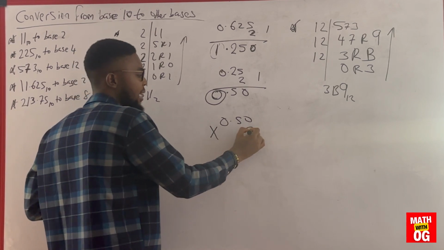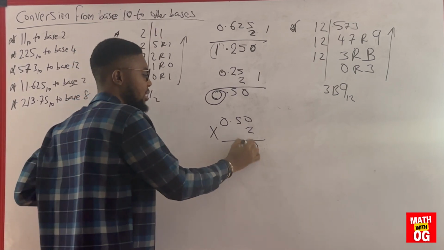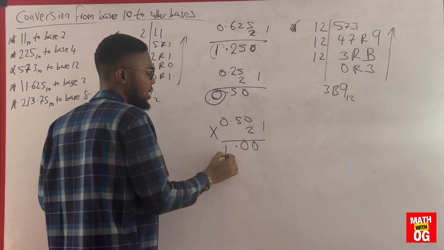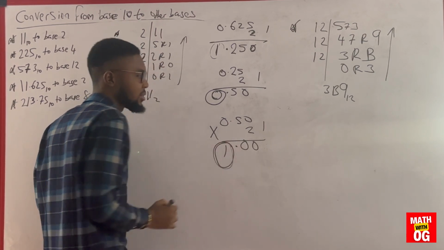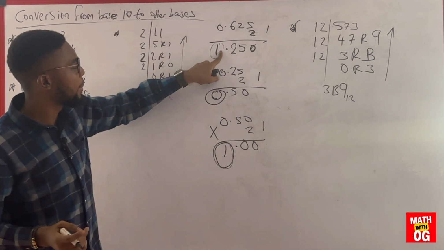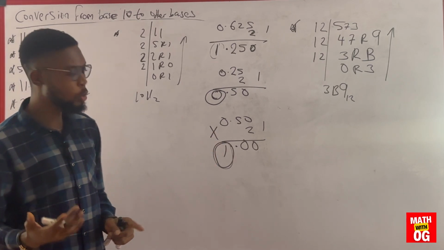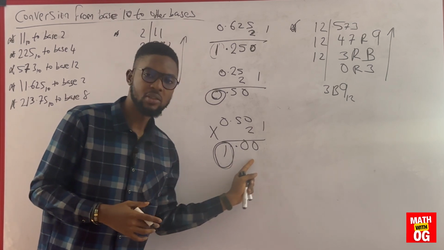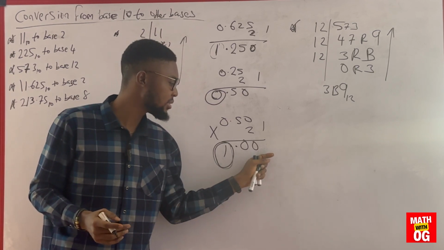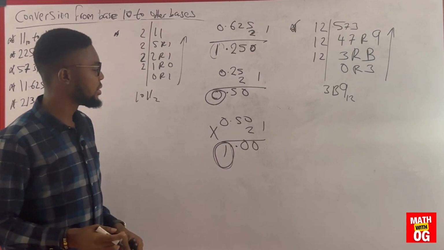I'll multiply by 2 again. 2 times 0 is 0. 2 times 5 is 10. Put down 0, carry 1. 2 times 0 is 0, plus this one is 1. So I have a 0.1. And I have business with this whole number part. The numbers that I need are the whole number parts, which are 1, 0, and 1. Do I need to keep multiplying? No, because my fractional part is now 0. You keep multiplying till your fractional part is 0. So we have 1, 0, 1.